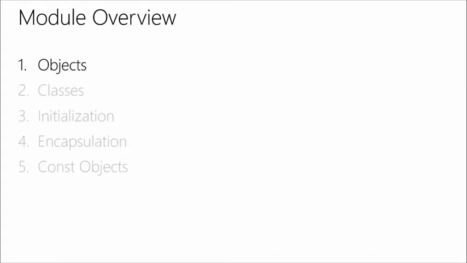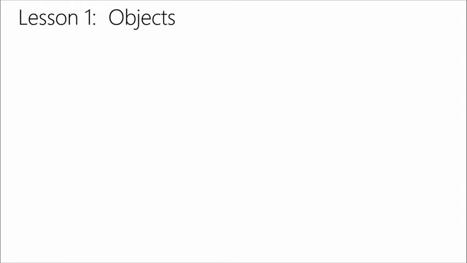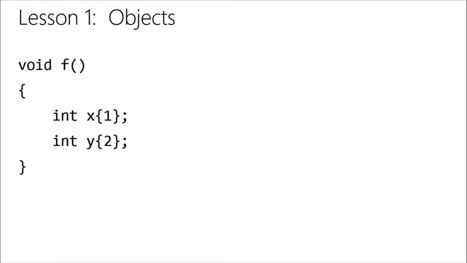So first, objects. What is an object? Well, it turns out we've already seen some. Here is a little program, and we see we've just got two integer local variables. Both of these are of type int, and we've initialized x with 1 and y with 2.